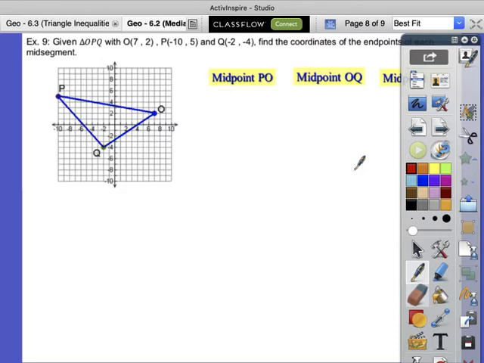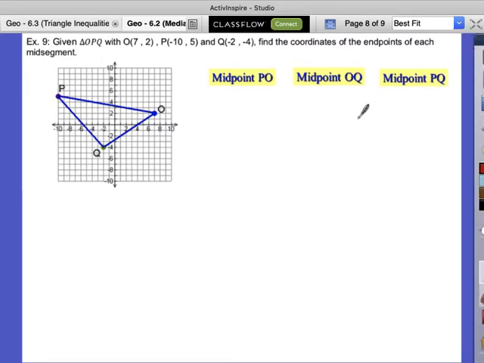Okay. O is at 7, 2. P is at negative 10, 5. And Q is at negative 2, negative 4. And we're supposed to find the coordinates of each mid-segment.